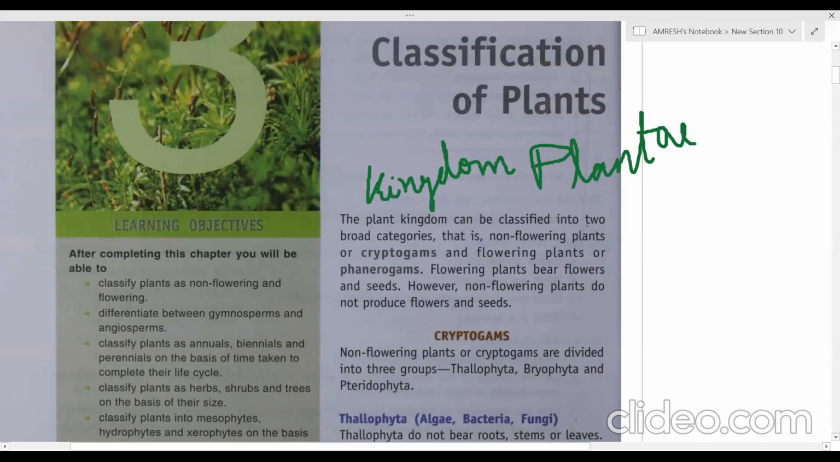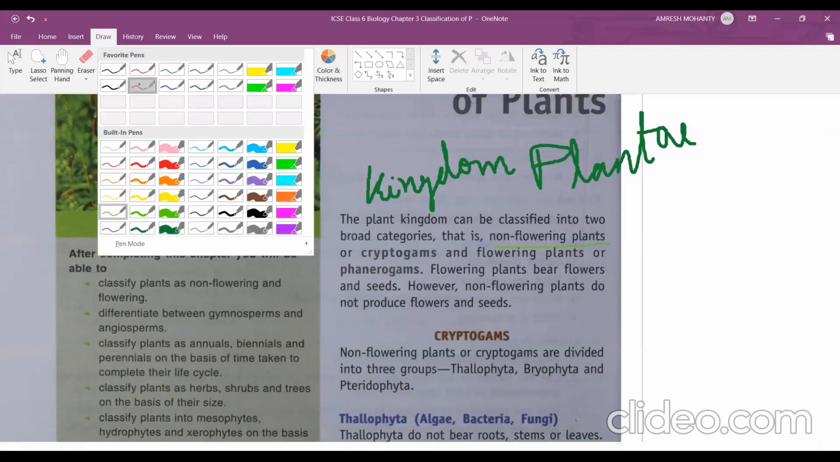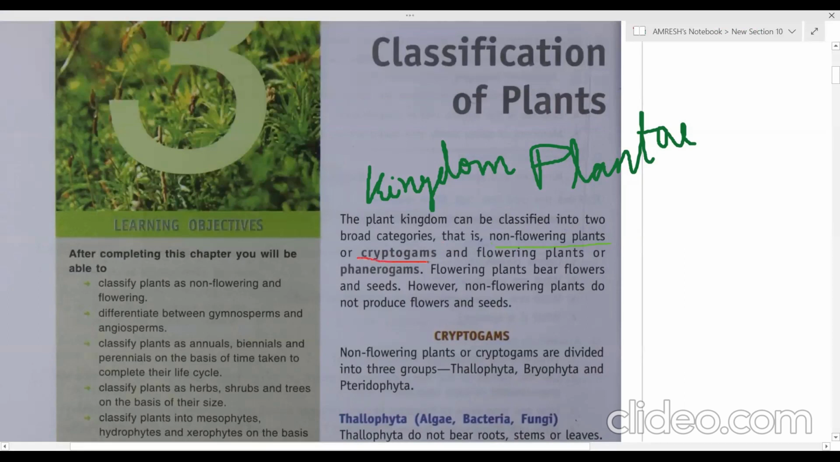The plant kingdom can be classified into two broad categories, that is your non-flowering plants, called cryptogames, and the flowering plants, called phanerogames. So there are some plants which give flower and some plants which do not give flower. The plants that bear flower are called phanerogames and the plants that do not have flower are called cryptogames. So cryptogames are the non-flowering plants that are further divided into three groups: Thallophyta, Bryophyta, and Pteridophyta.